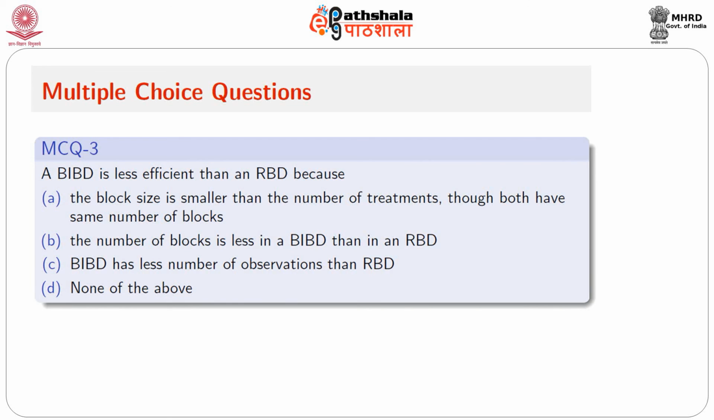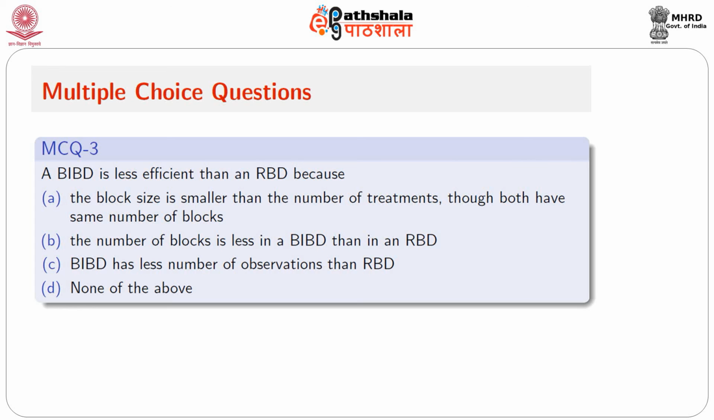So here is the third question. A BIBD is less efficient than an RBD because: the options are, the block size is smaller than the number of treatments, though both have the same number of blocks; the second one is the number of blocks is less in a BIBD than in an RBD; the third one is BIBD has fewer observations than RBD; and none of the above.